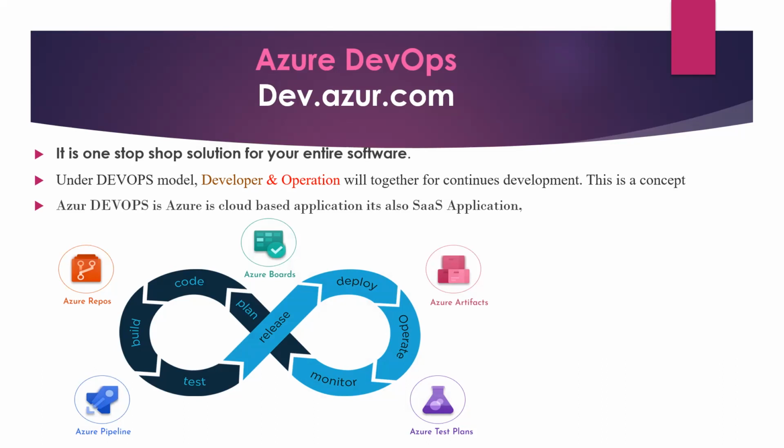Azure DevOps is a cloud-based application. It is also a SaaS application, software as a service. We are using the cloud, and every company is migrating to the cloud because it is rented. For example, if you don't have enough money to buy a car, you rent a car whenever you want. Luxury cars, sophisticated cars, or normal cars, whatever you want, you use it until you reach your destination or airport.